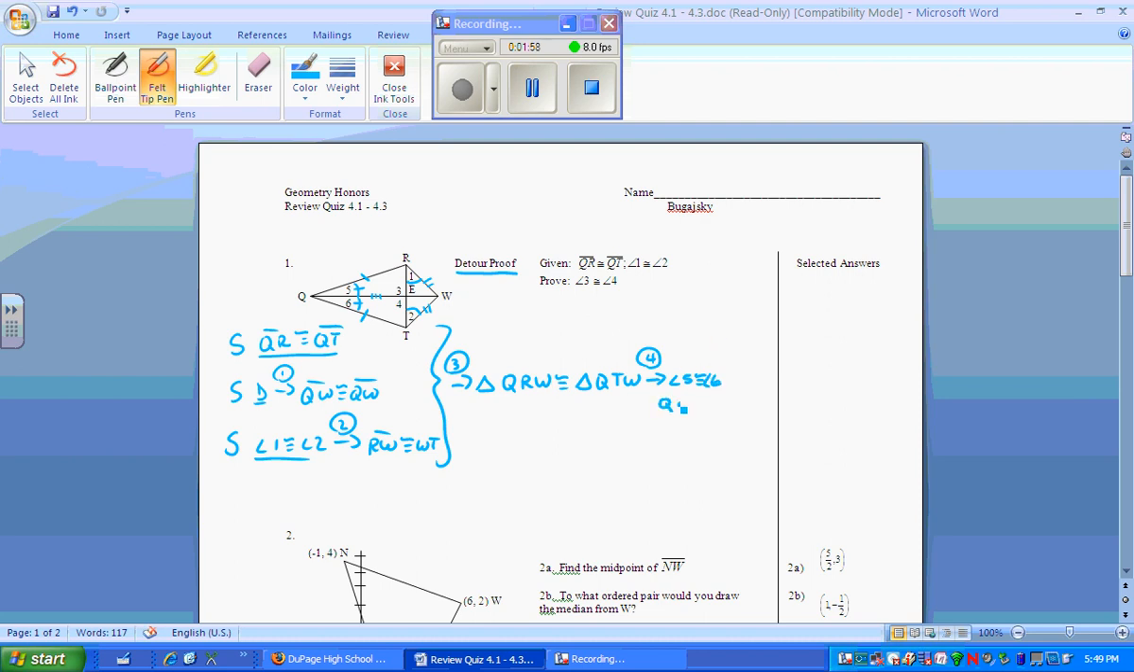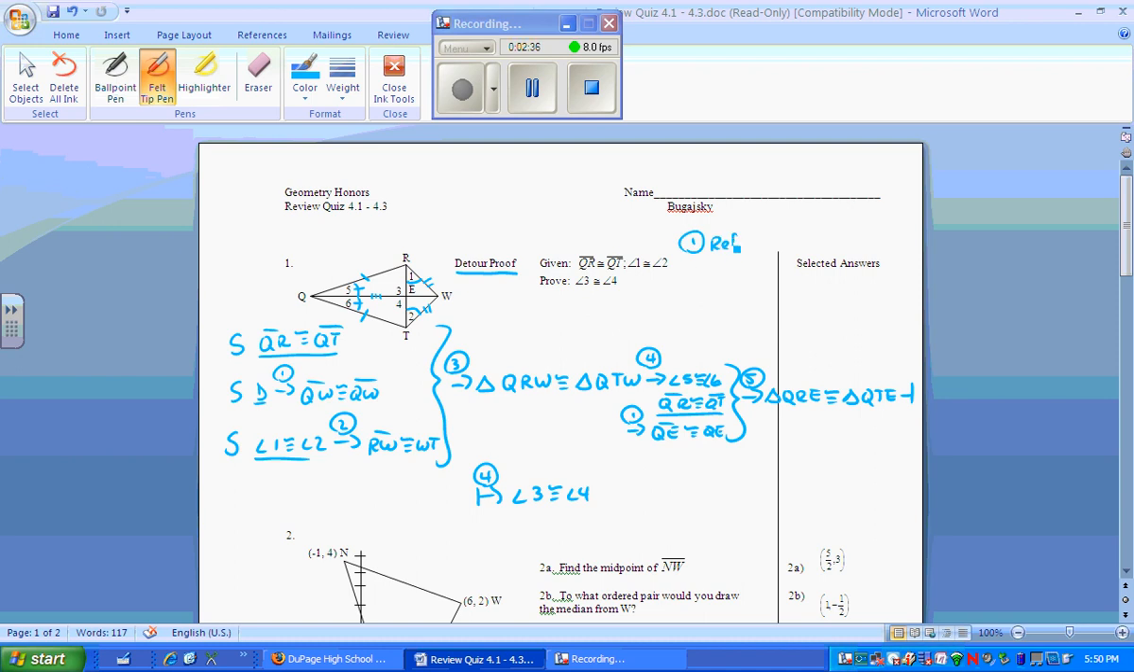So we'll take angle 5 congruent to angle 6. We will rewrite QR congruent to QT. We will use reason 1 again. Let's say QE is congruent to QE. Put it all together. We just proved triangle QRE congruent to triangle QTE. I ran out of room, so go down below. Reason 4 again, because it's CPCTC, angle 3 is congruent to angle 4. And our proof is done.